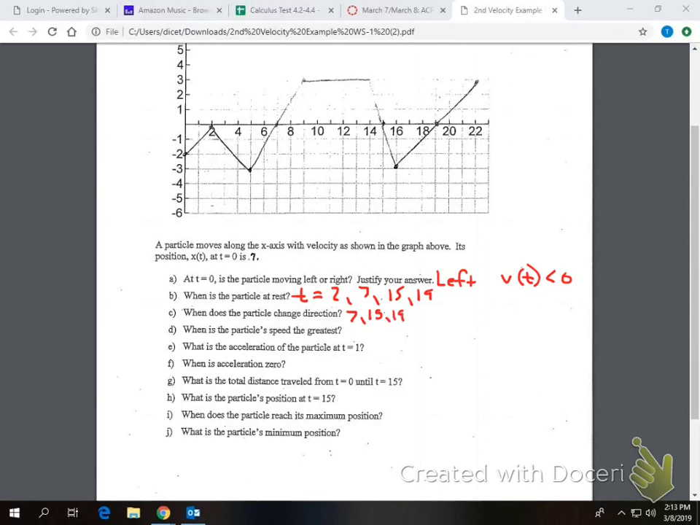When is the particle's speed the greatest? Well, wouldn't it be the absolute values? The absolute values of velocity, guys. So here, what's my velocity? -3. So the absolute value of -3 is 3. The absolute value here is 3. What's your velocity here? 3. And here it's 3. So when is the speed greatest? You're going to tell me time equals 5.